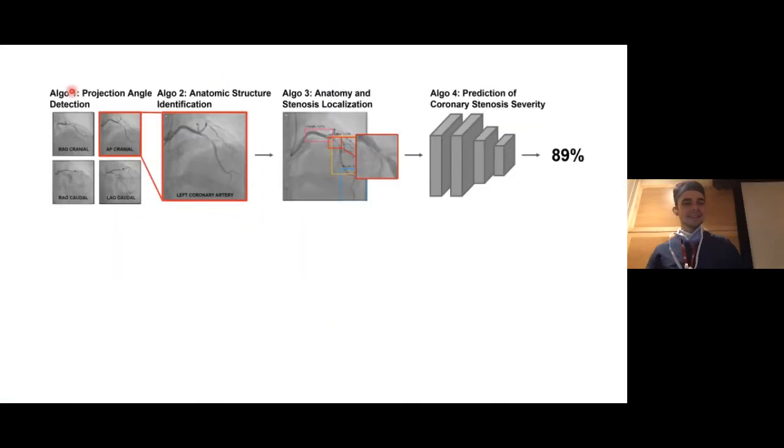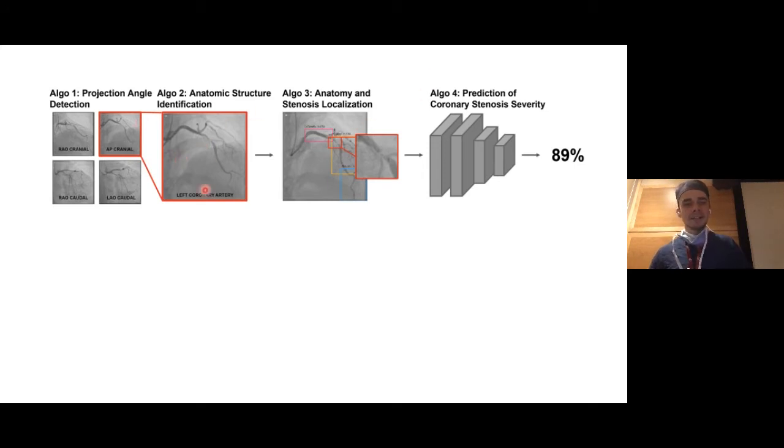This is an overview of CAT-AI. So like I said, it's four algorithms. The first one will look at the angiographic images and will determine the projection angle. So are you looking at the vessel in AP caudal, RAO cranial, which view are you looking at? Then once it figures out the view, it will also try to determine the underlying anatomic structure. This is important because a lot of the angiographies can be of a femoral artery or of an LV gram or a root shot, an aortogram. So you really want to focus on predicting stenosis on coronary arteries and not other structures.